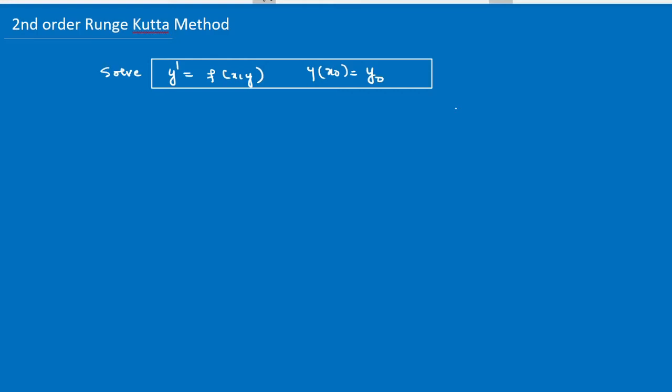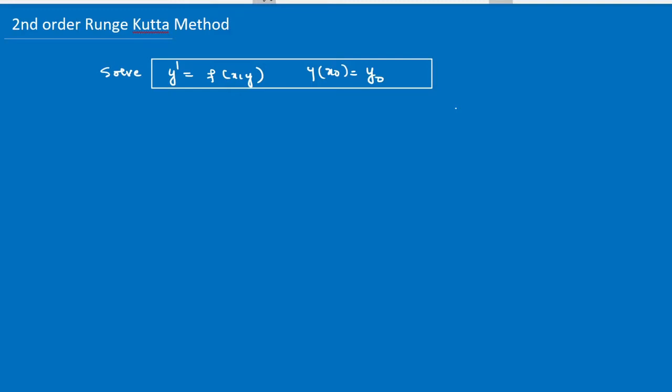We have considered two or more methods to solve this initial value problem, called the Taylor series method, Euler's modified method, etc. In this class also we are considering another method called the second order Runge Kutta method. This method is a special case of modified Euler's method. Okay.